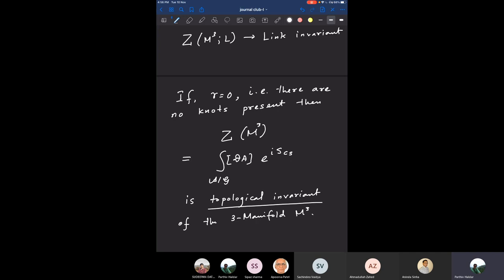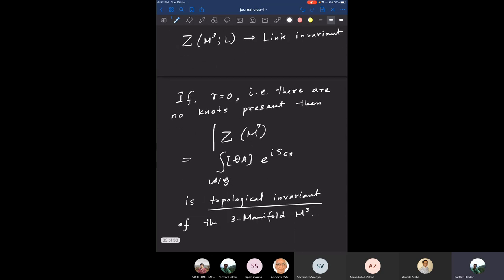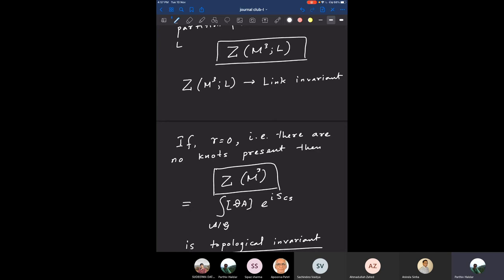Three manifold M3. So Z of M3 is a manifold invariant, and much of this work that came from this derivative actually involves this scheme. So now we have to calculate these kinds of path integrals over some, and also how to construct knot invariants or knot polynomials.